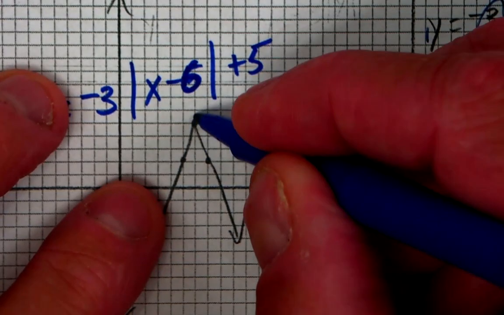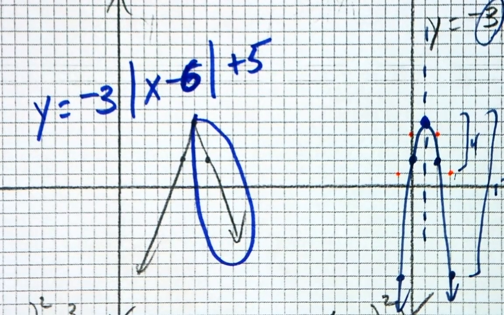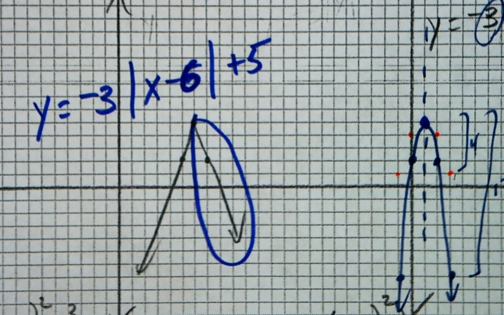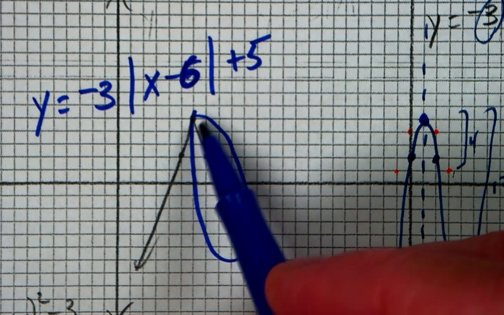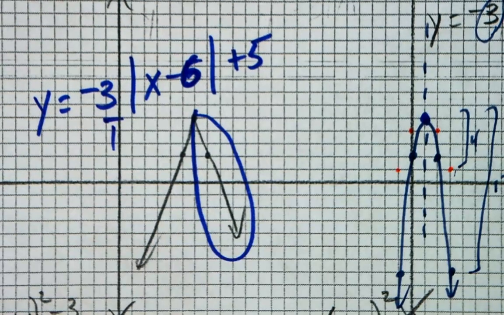Or find your slope of the right side. My slope of the right side is 3. I'm sorry, -3. Okay. If my slope is a fraction, like this one, if I go from my vertex, it's down 3 over 1. So my slope is just down 3 over 1.